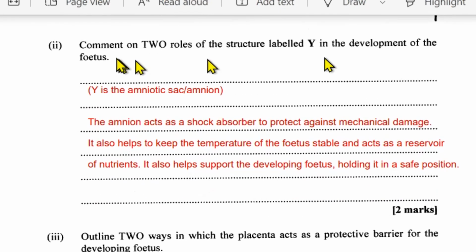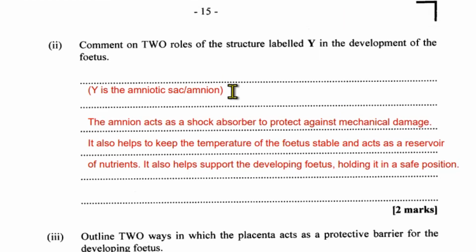Part 2. Comment on 2 roles of the structure labeled Y in the development of the fetus. So Y was the amniotic sac or the amnion. And what the amniotic sac does is, imagine it's like a shield for the fetus in case the mother gets a little hit on her belly. The fetus would not receive that same force. So it acts as a shock absorber to protect against mechanical damage.